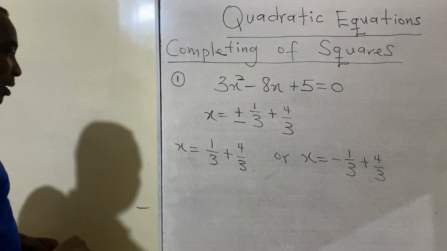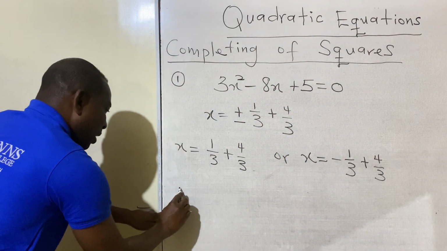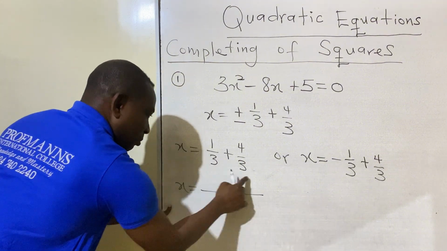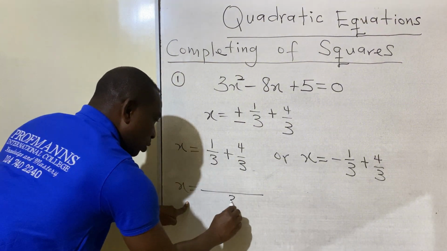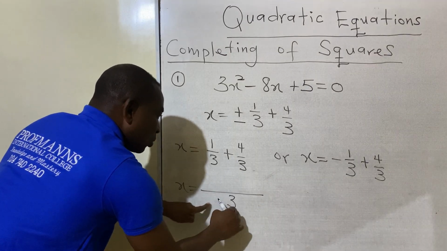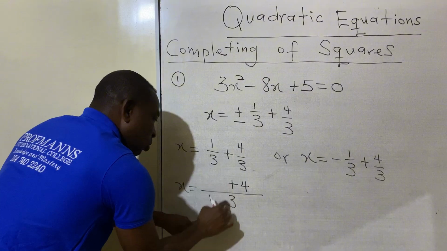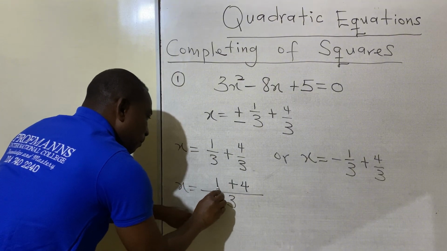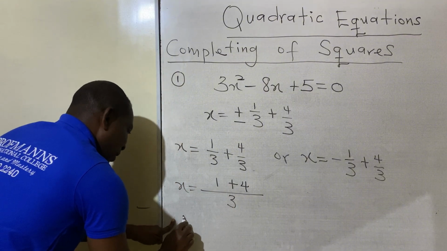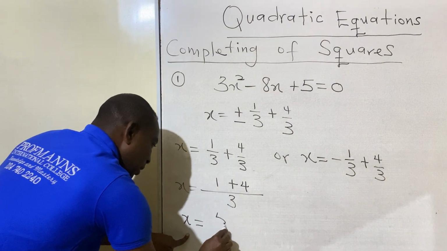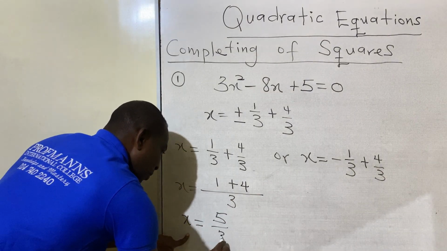We solve this individually. So here we have x is equal to, we find the LCM of the denominators, which is 3. 3 goes into 3 once, 1 times 4 is 4. Plus 3 goes into 3 once, 1 times 1 is 1. So we have x is equal to, when we add the numerators, it gives us 5 over 3.